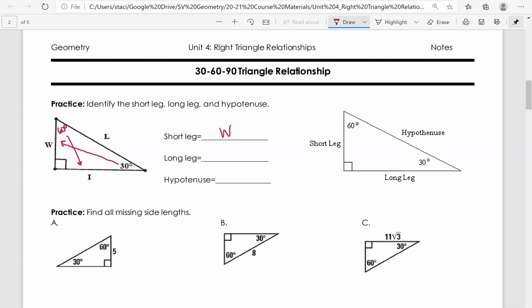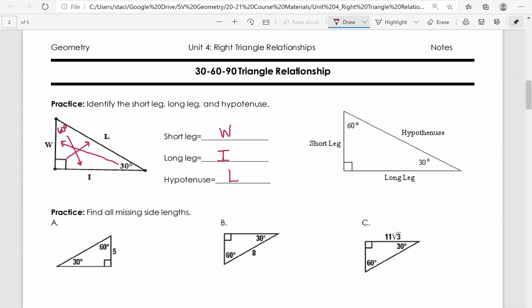You can use your visual cues to determine that, but if you forget, you can always rely on where the angles are in conjunction to the legs. So my longer leg is side I, and then my hypotenuse, which is always across from the right angle, is going to be side L.